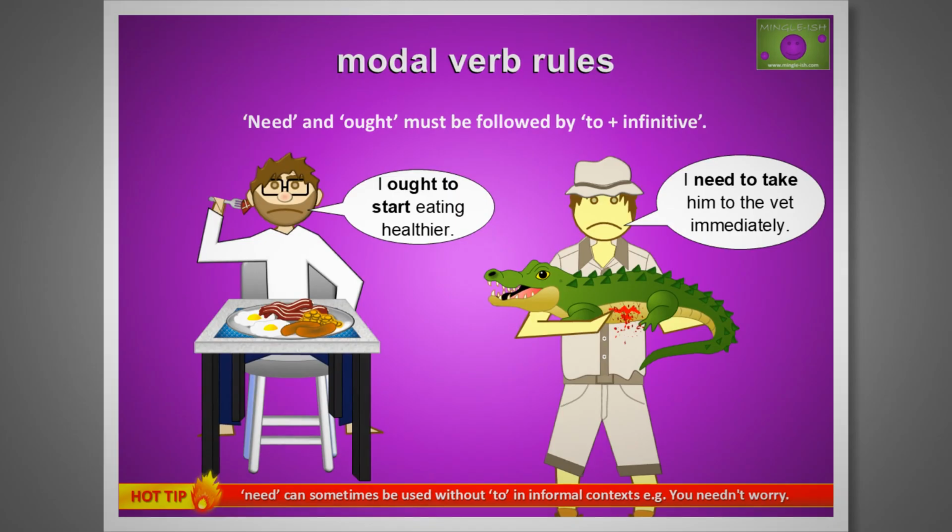Firstly, need and ought must be followed by to plus the infinitive. For example, I ought to start eating healthier. I need to take him to the vet immediately. Need can sometimes be used without to in informal contexts. For example, you needn't worry.